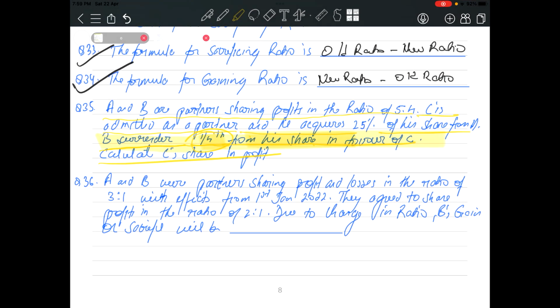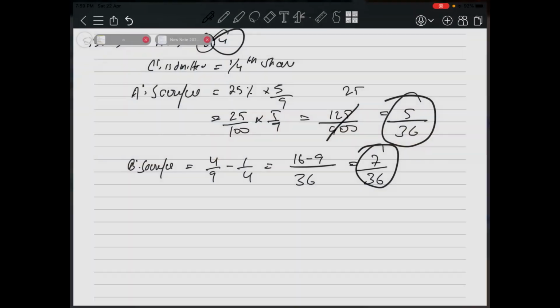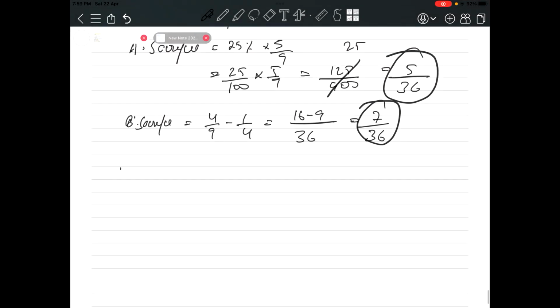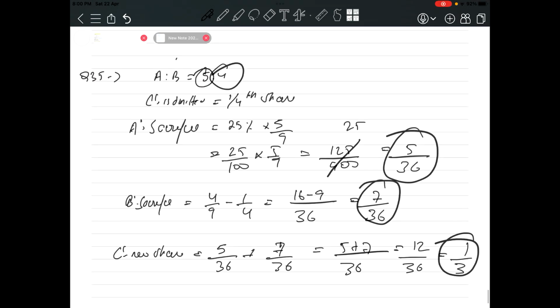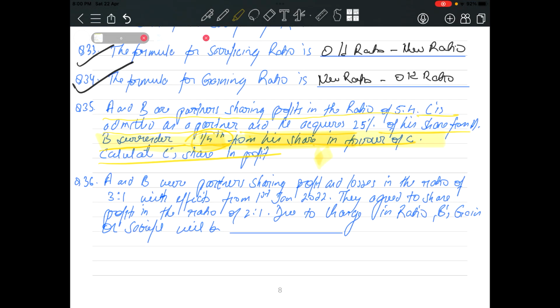Now what is the requirement of the question? Calculate C's share in profit. So what is C's new share? C's new share will be A's sacrifice plus B's sacrifice. So over 36, 5 plus 7 will be 12 by 36. It will be 1 by 3. So this will be the answer for question number 35. What is the answer? 1 by 3. I hope this is clear to you.